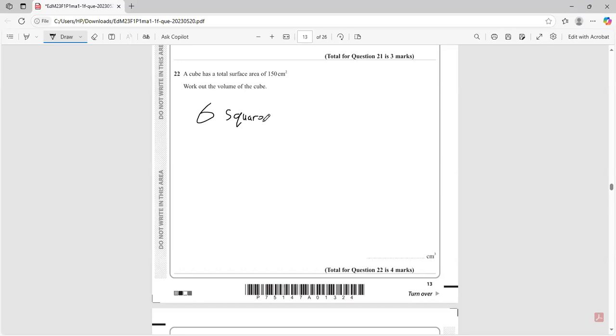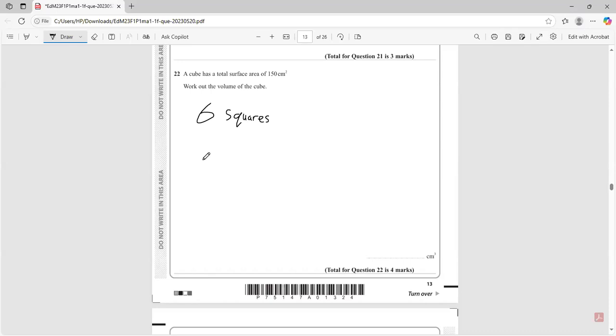6 squares. So the total surface area of a cube will virtually be the total area of 6 squares. That's it. And you know the area of a square is given by what? Length times length, isn't it? Yes.